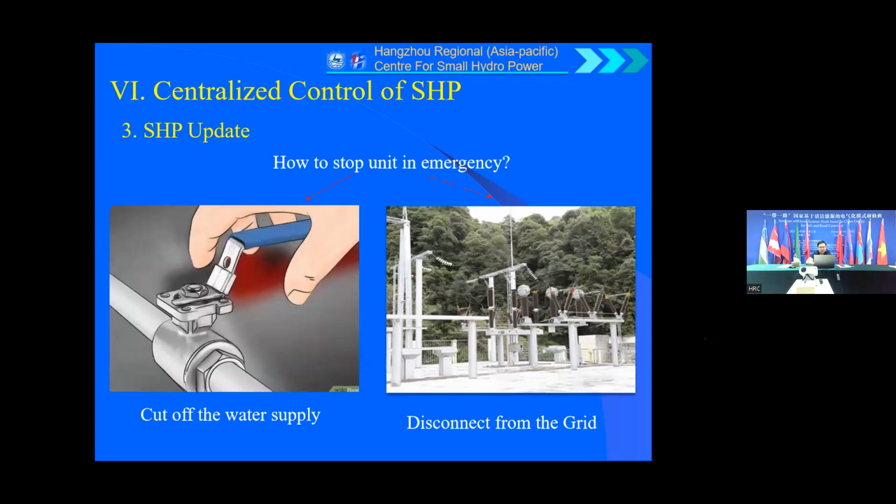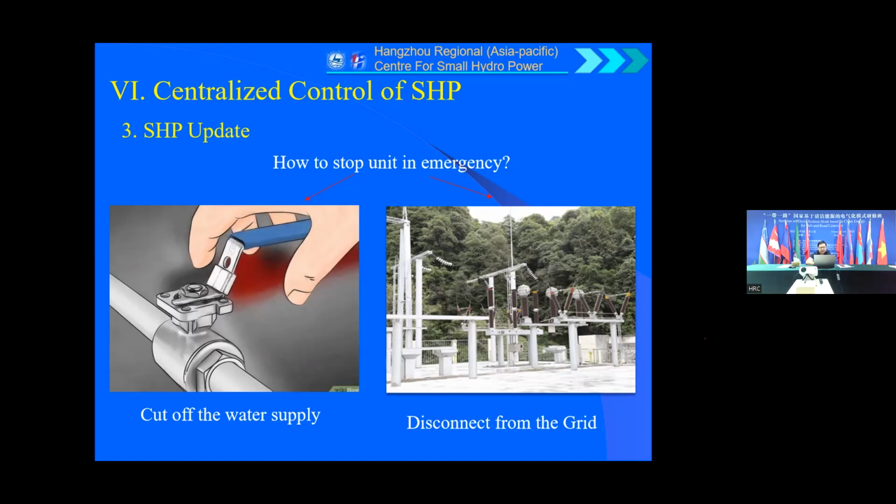Okay. So we need to stop the unit in emergency. So how to stop the unit in emergency? That is what we need to think about. So first one is cut off the water supply, and also we need to disconnect the unit from the grid.